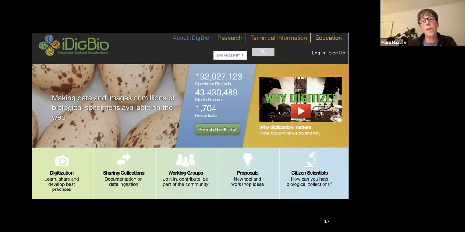And if you go onto their portal, you'll see this number here, where we're at 132 million specimen records. That's constantly updating. So I guess we're still a little ways off from a billion, but they're getting there.